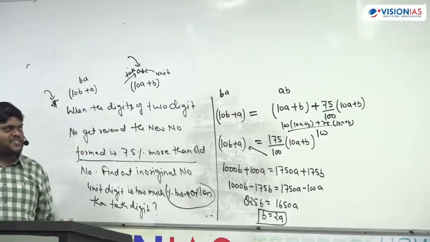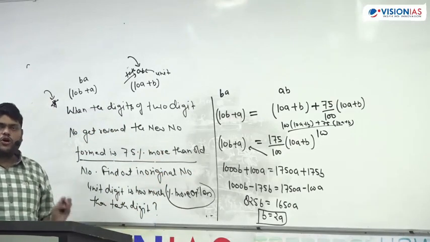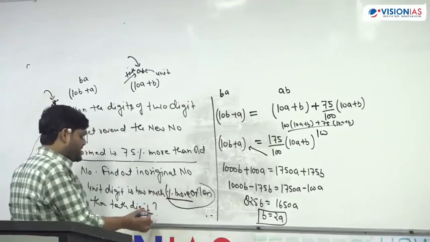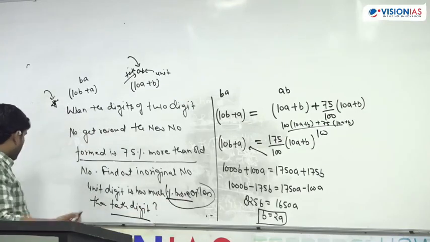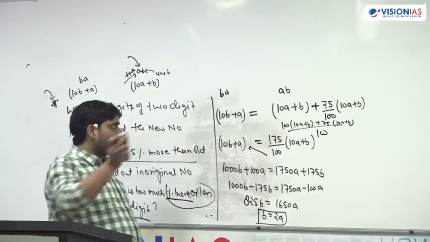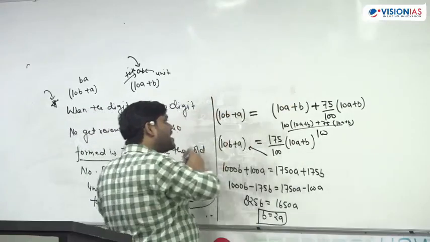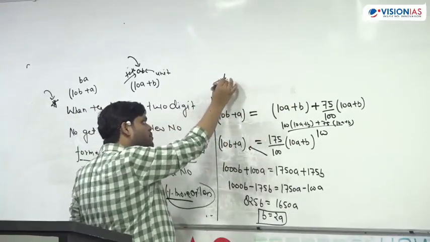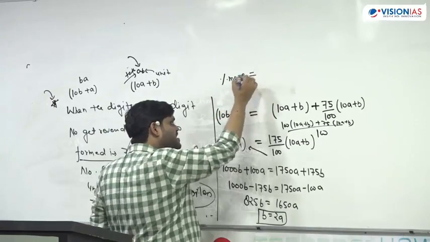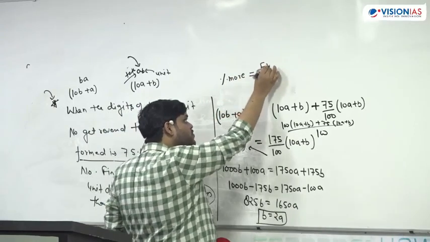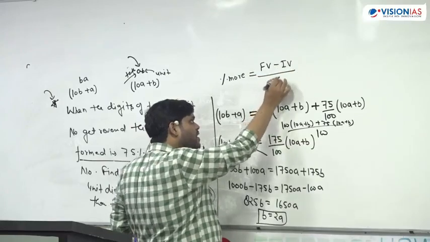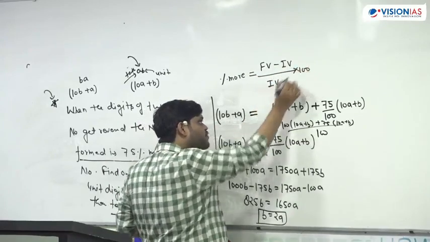So the question is: B is how much percent more or less than A. So what is the meaning of this? How can we solve this? We can solve it because percent more or percent less means they are asking percent of change. Percent of change is equal to final value minus initial value upon initial value into 100.